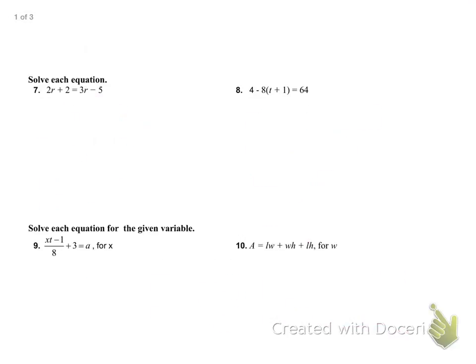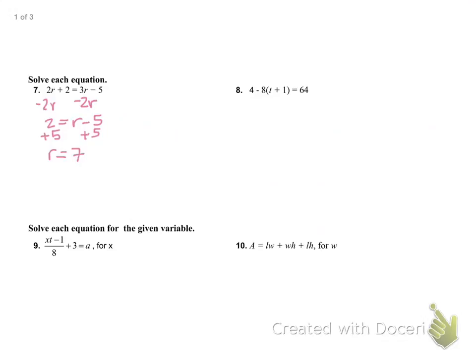Number 7, we are solving. So I want to move my r's around, so I'm going to subtract 2r. So I'm going to get 2 is equal to r minus 5. I am going to add 5 to both sides. So r is going to equal 7.